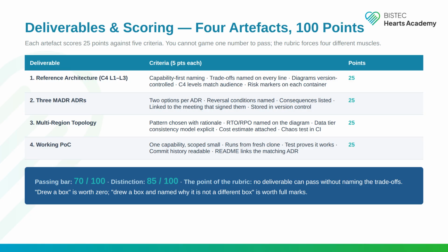Passing bar is 70 out of 100. Distinction is 85 out of 100. The point of the rubric: no deliverable can pass without naming the trade-offs. Drew a box is worth 0. Drew a box and named why it is not a different box is worth full marks.